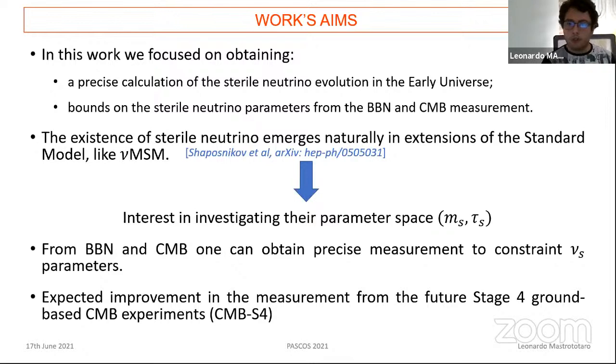We want to do this because the existence of sterile neutrinos is an interesting possibility of theoretical physics, because they emerge quite naturally in almost all beyond standard model theories. So we are interested in investigating the parameter space, and from BBN and CMB, one can obtain very precise measurements to do this. Moreover, at the end, we will also do a forecast for the future Stage 4 ground-based experiments on the CMB, the so-called CMB-S4 experiments, to show how they will constrain the parameter space of the sterile neutrinos.